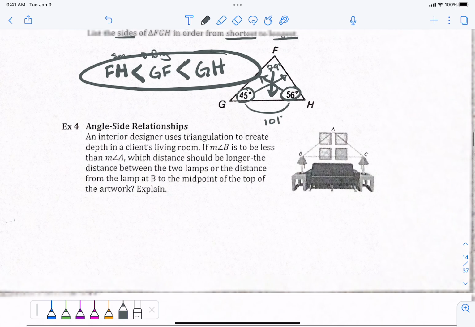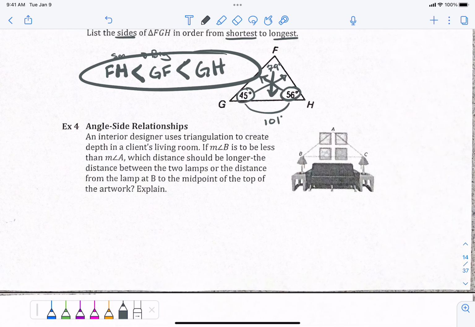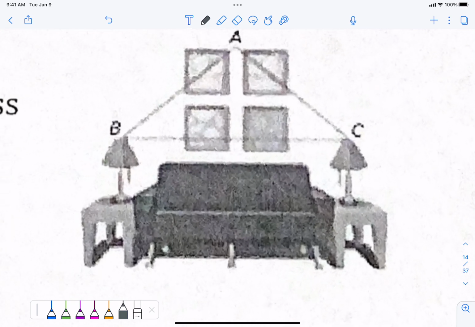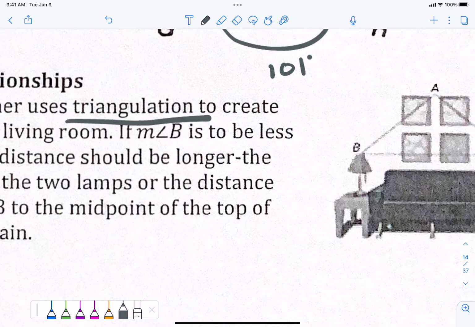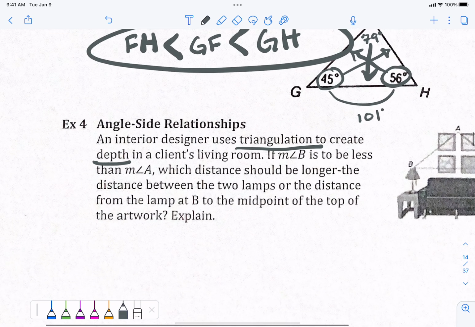Alright, last one is just like a story problem. It says an interior designer uses triangulation. If you think you're going to go to school to be an interior designer and not use math, they actually use a lot of geometry. The reason is because they want to make things aesthetically pleasing to the eye, which a lot of times involves the concept of triangulation, okay? Triangulation creates depth in a client's room, okay? Why would we want depth in a room?